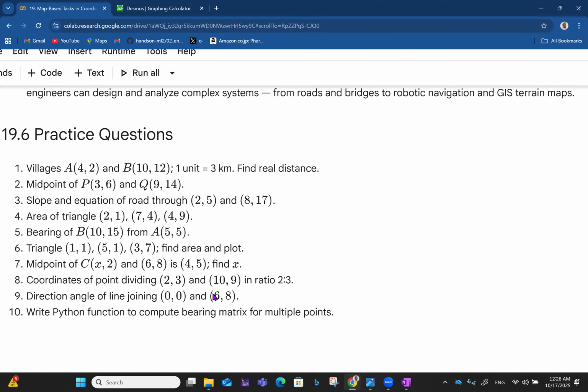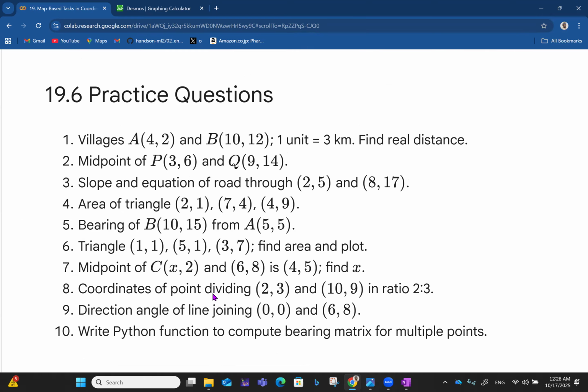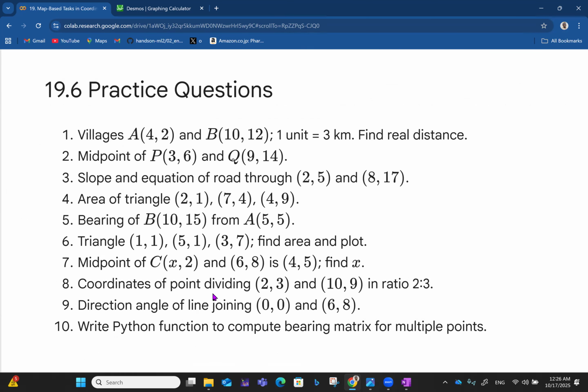So, as usual, we have some 10 practice questions to try your hands on to see if you really get the gist. Okay, so you have villages A 4,2 and B 10,12. 1 unit is 3 kilometers. Find the real distance. All you just need to do is take the square root of 10 minus 4. That's 6, and that's 6 squared.